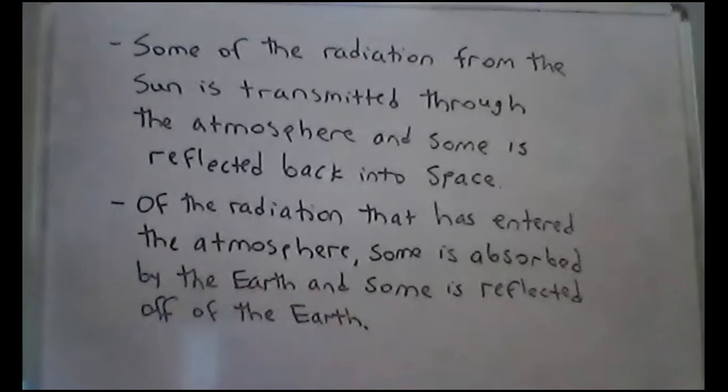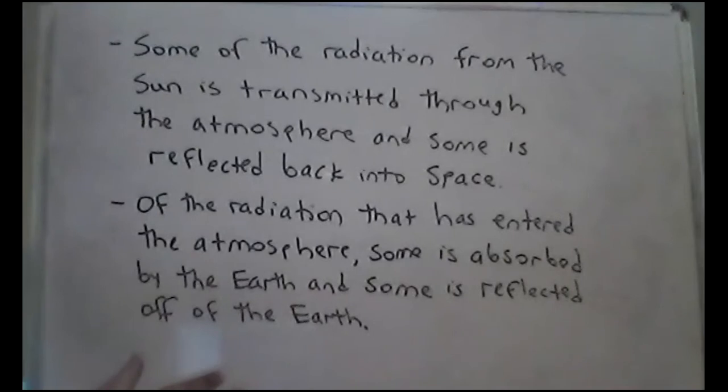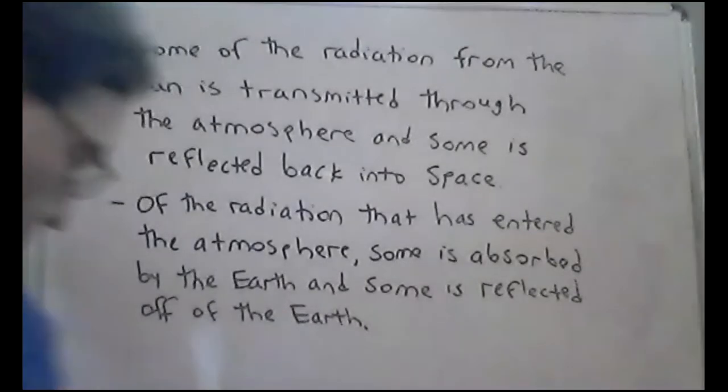All right, so some of the radiation that comes from the sun, you have one layer, the atmosphere. Either the radiation, say 65% of it or so, goes through the atmosphere, and say 35% gets reflected directly back into space. And of the radiation that has entered the atmosphere, some of it gets absorbed by the Earth, some of it gets reflected off of the Earth.